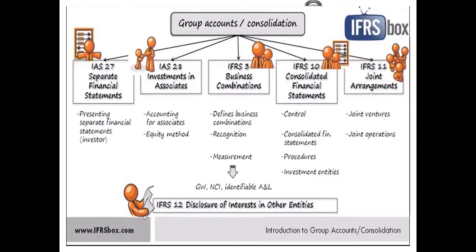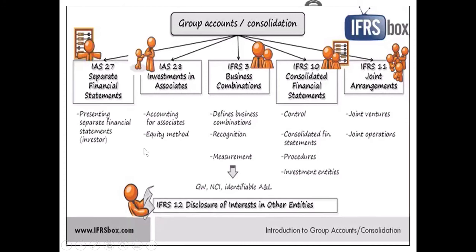Not only may we have a subsidiary or an associate, sometimes we can have a kind of joint venture. For joint ventures, joint arrangements, financial reporting number 11 applies. So that's why for this course, we need to know these accounting standards: 27, 28, financial reporting standard number 3, financial reporting number 10, and also financial reporting number 11.